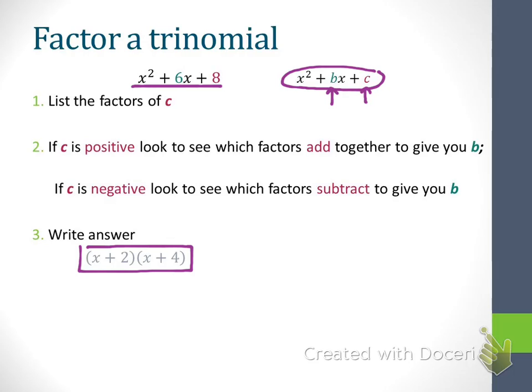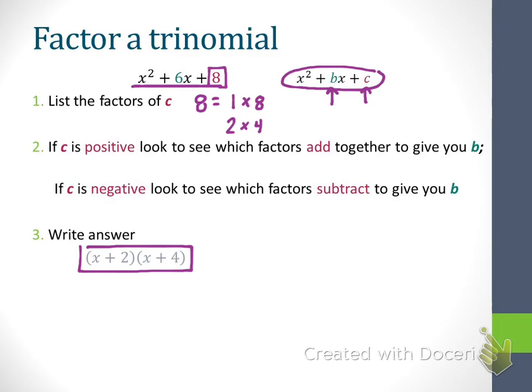So step number 1 is list the factors of c. What I mean by the factors are the numbers that will multiply to give me c. C is always the number here by itself. So let's list the factors of 8. Somebody tell me, what are the factors of 8? 1 times 8 and 2 times 4.